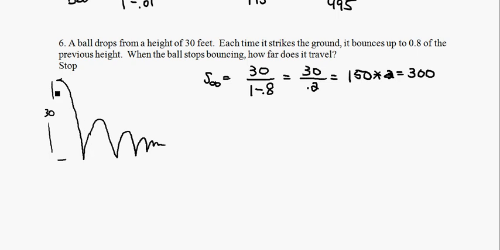However, when we multiplied this by 2, we only wanted half of this. We didn't want this piece going up and down because it's dropped from the initial height of 30. So therefore, we didn't want to double this piece here. So we want to subtract off 30. So therefore, our final answer is 270 feet.